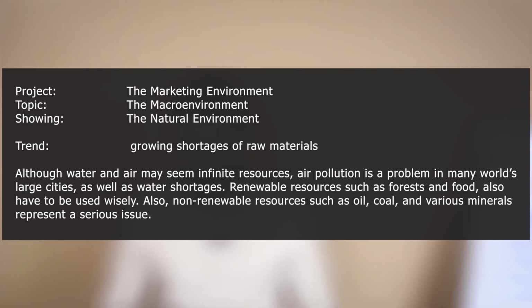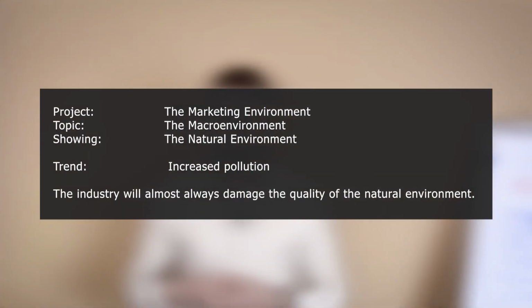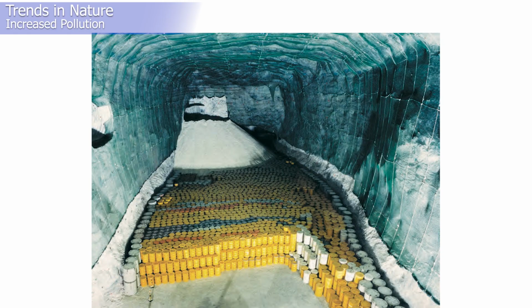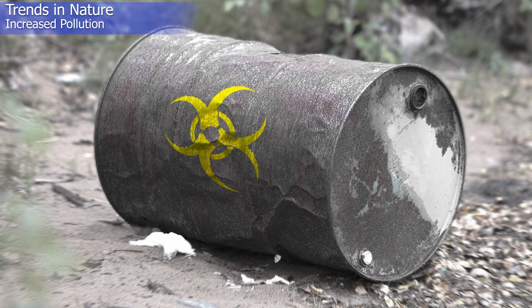Also, non-renewable resources such as oil, coal, and various minerals represent a serious issue. The second environmental trend is the increased pollution. The industry will almost always damage the quality of the natural environment. Just consider the disposals of chemicals and nuclear waste. The mercury in the oceans is at a dangerous level. The quantity of chemical pollutants in the soil and food supply and the littering of the environment are serious issues to be taken care of.